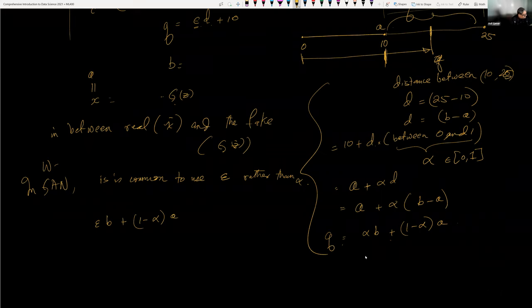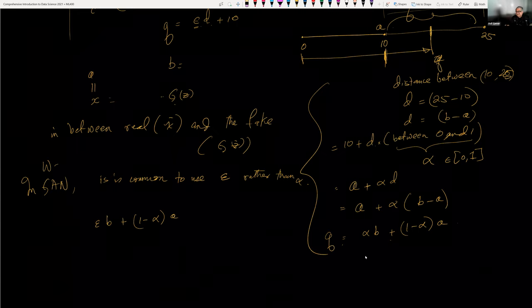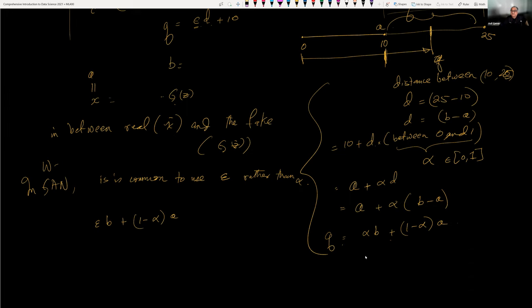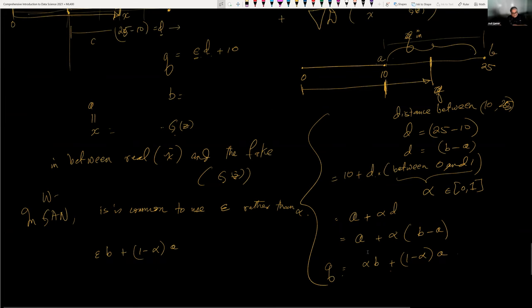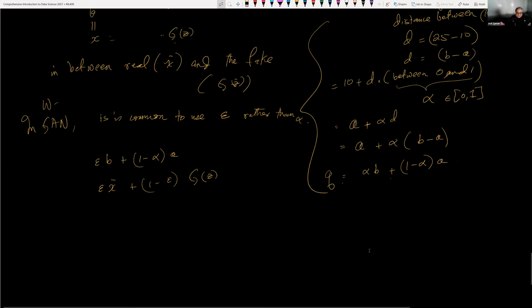The way GANs do it, they do it the other way around. Suppose I make B here and A to be this in our argument. Doesn't matter. So from fake to real, this would become epsilon X plus 1 minus epsilon G of Z. Would you agree, guys? So this is now this vector. Let me call this the M vector, the mixture, a mix of real and fake. Are we together?